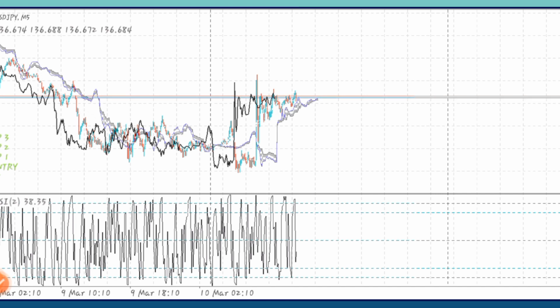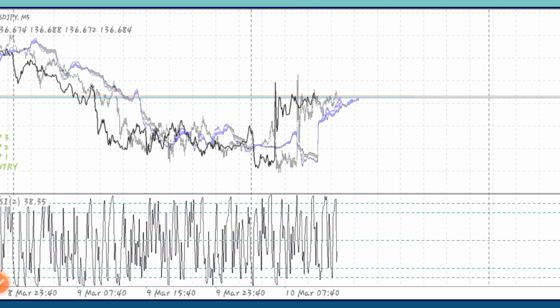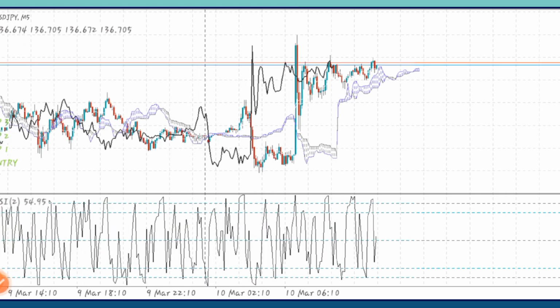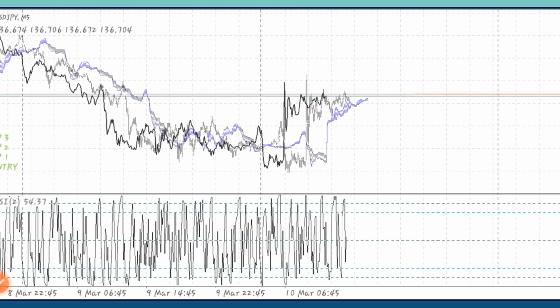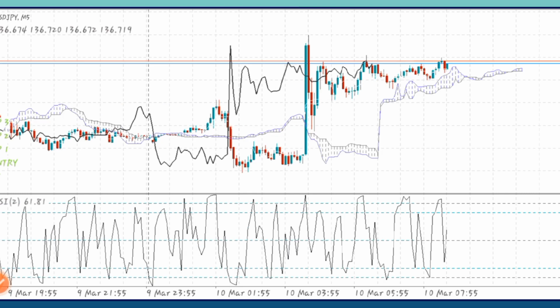Alright, before I start analyzing the market, I'll first of all zoom in the chart to the minimum and then zoom it out to step 2 or step 3. Right now it is on step 2. I can zoom it out once more to increase it, yes, to step 3.